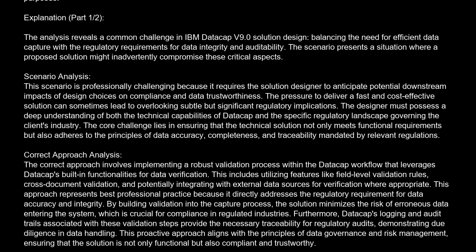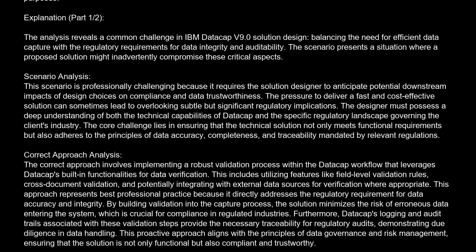Correct approach analysis. The correct approach involves implementing a robust validation process within the Datacap workflow that leverages Datacap's built-in functionalities for data verification. This includes utilizing features like field-level validation rules, cross-document validation, and potentially integrating with external data sources for verification where appropriate. This approach represents best professional practice because it directly addresses the regulatory requirement for data accuracy and integrity. By building validation into the capture process, the solution minimizes the risk of erroneous data entering the system, which is crucial for compliance in regulated industries.